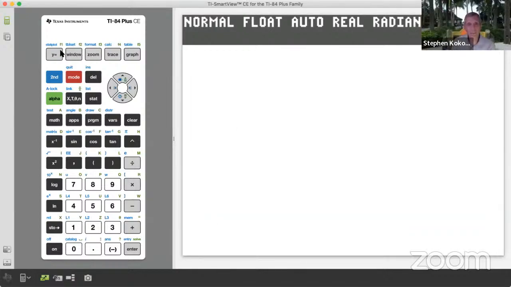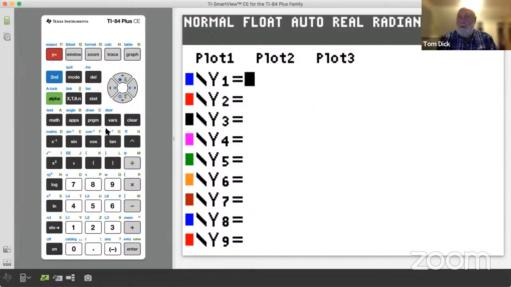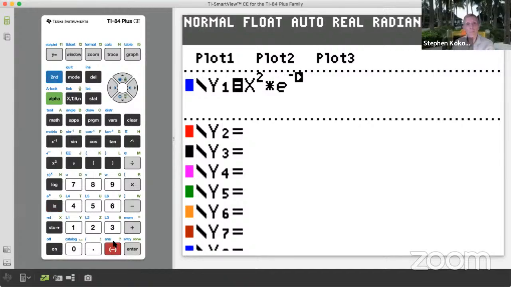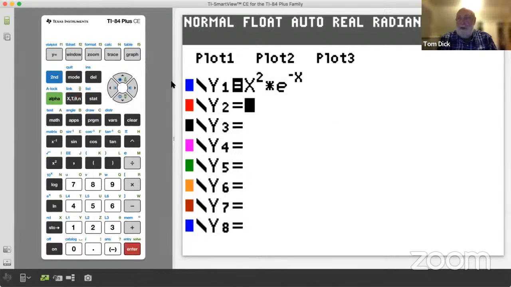Looks good, Tom. Okay, so I just wanted to go through a few calculator basics on this nice problem involving the tangent line. What I'll start out with is going to my y equals menu and putting in the function that was under discussion here, which was x squared times e to the negative x. Enter that. Looks good.